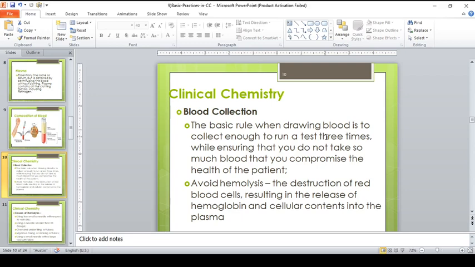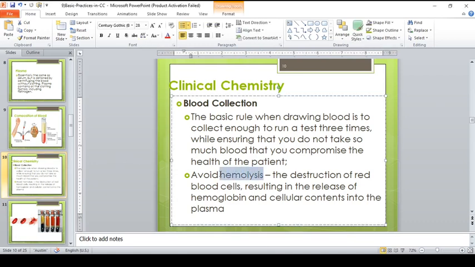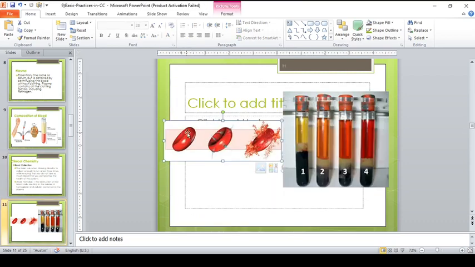Okay, in blood collection, you must avoid hemolysis. Hemolysis is the destruction of red blood cells resulting in the release of hemoglobin and cellular contents into the plasma or serum. Or as simple as the lysis of the red blood cell. So this is the biconcave disc shape of a red blood cell, and this is a hemolyzed red blood cell, wherein the hemoglobin is released into the fluid portion of the whole blood.